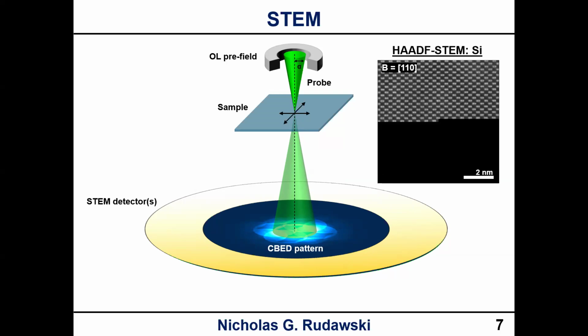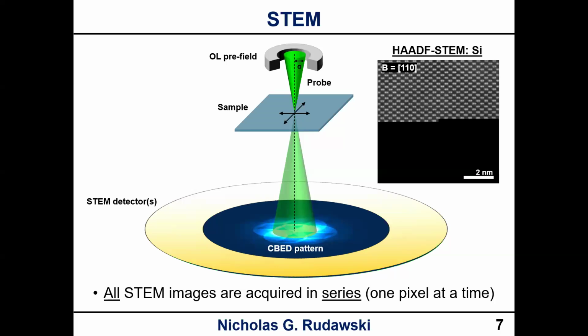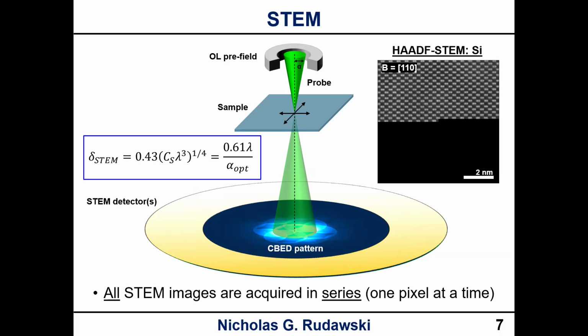If we again go back to silicon along the 110 zone axis, but now we're looking at a HAADF-STEM image, this is the acquisition process. This is done now in series, one pixel at a time. You can see that this image is not completely done. It's about halfway done. And now here's the equation for resolution in STEM mode.